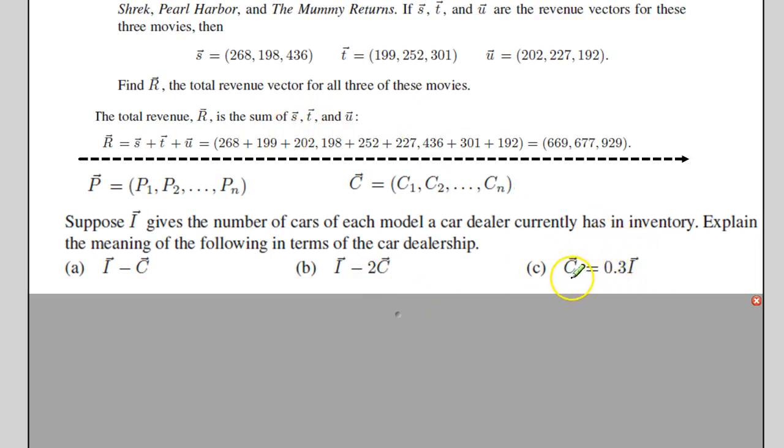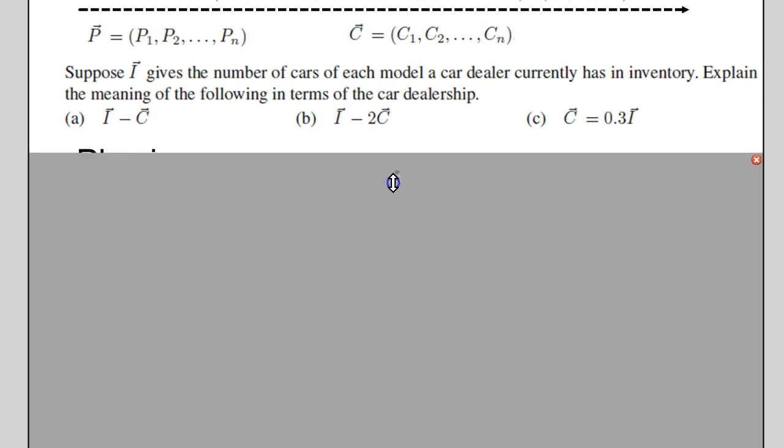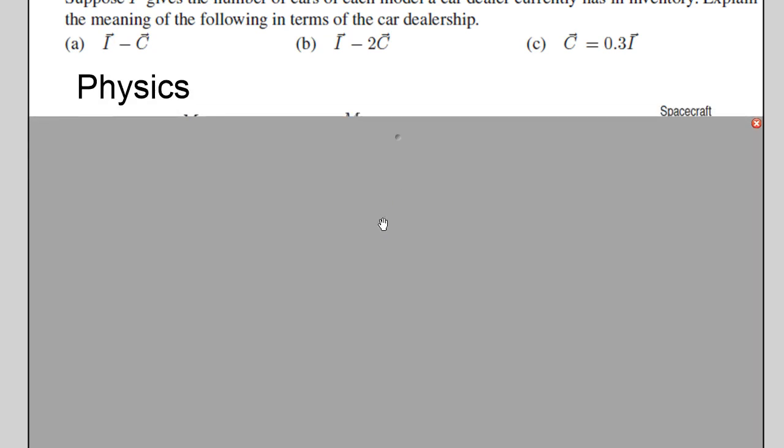And then over here we have C equal to 0.3I, which represents a third, or 0.3, or 30% of the inventory being how many cars are sold in a month. So we have different ways to represent that, all using vectors. Not difficult. So now let's take a look at it in physics.